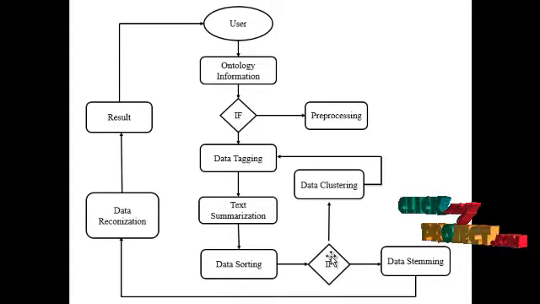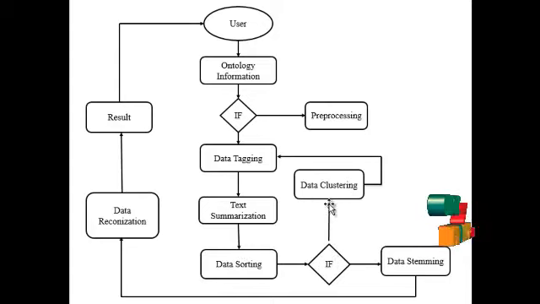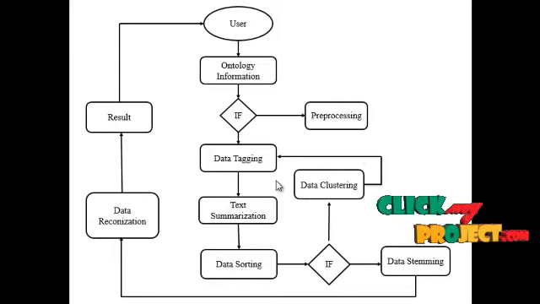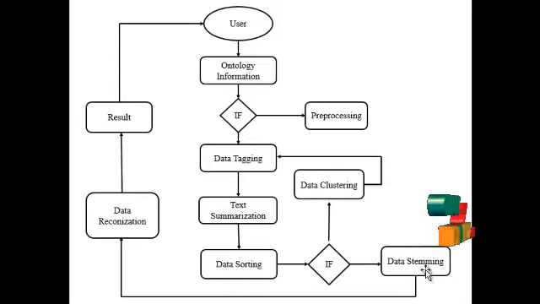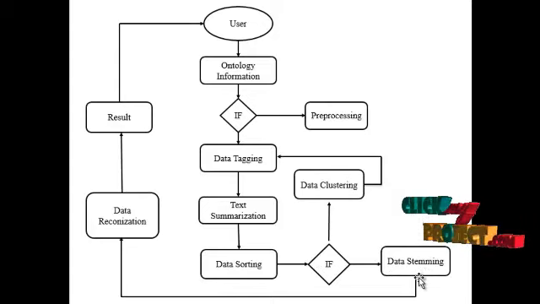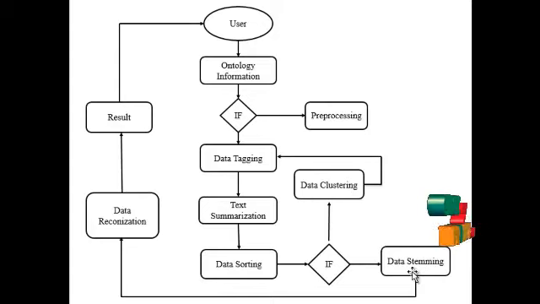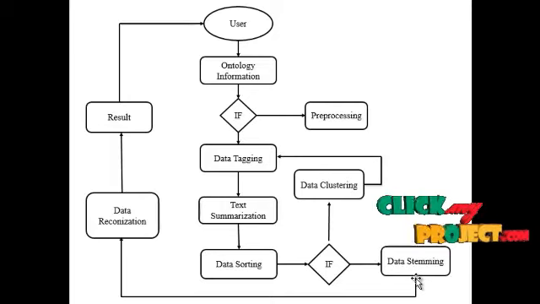The condition checks whether the data in storage is structured or unstructured. If the data is unstructured, it goes to the data clustering process and then to data tagging. Otherwise, it goes to the data stemming process. Data stemming is a process that classifies the words and gives the clustering count for each word. The clustering count is calculated in this process.